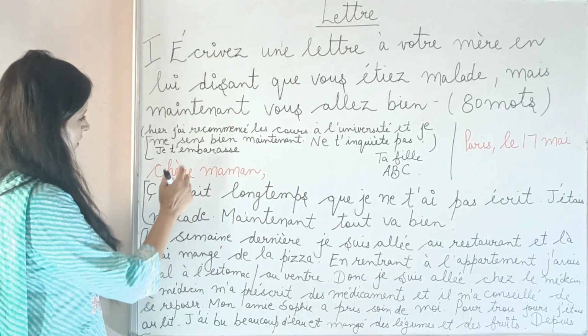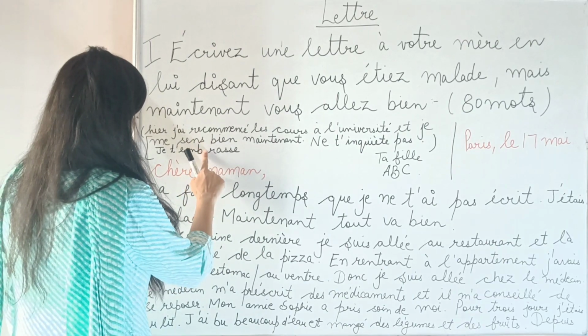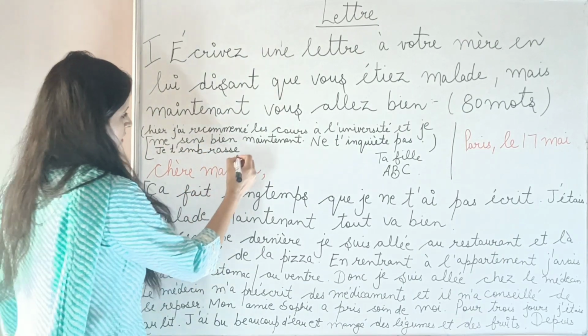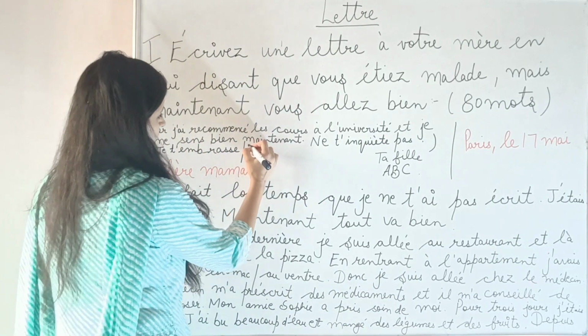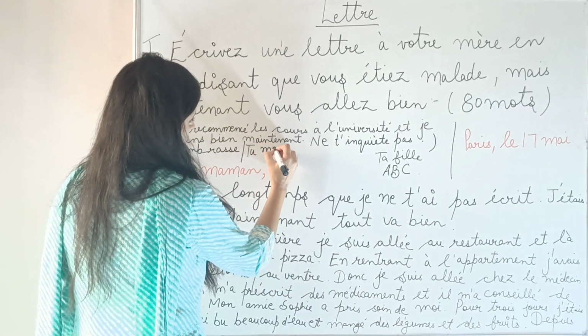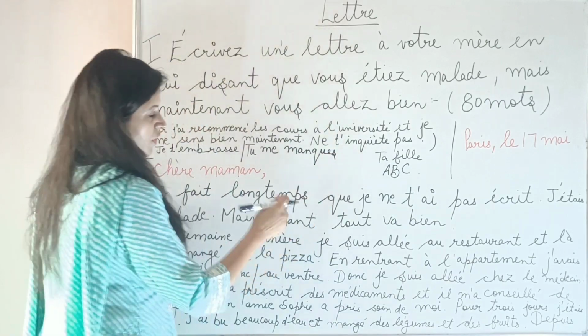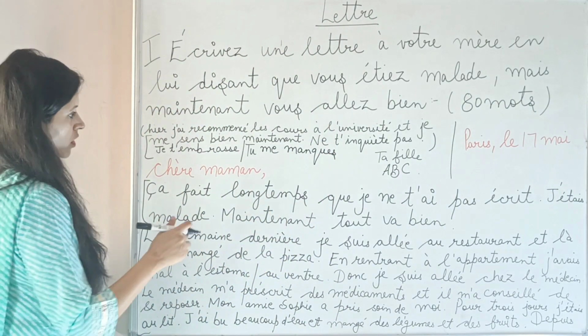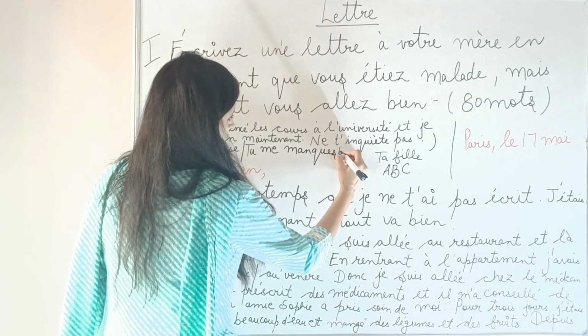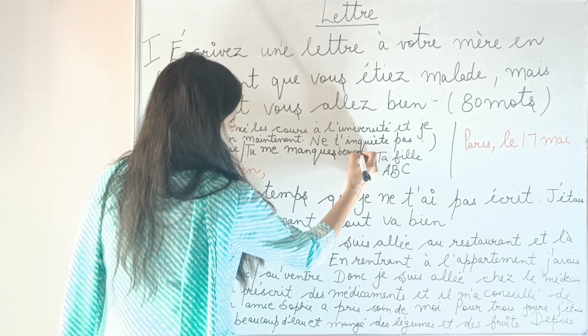Just correct the spelling here. It's embrasse. And there is one more option that I can give you. You can also include here at the ending, tu me manques. This is also an expression which is like I miss you. So you can write it down for your mother. Tu me manques beaucoup. You can also add on this expression.